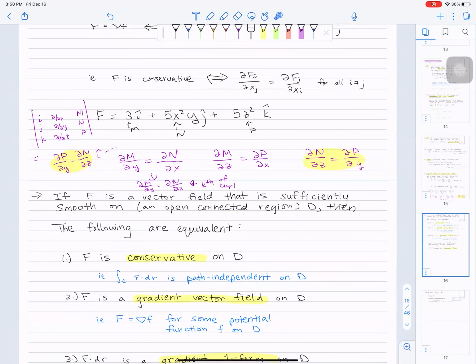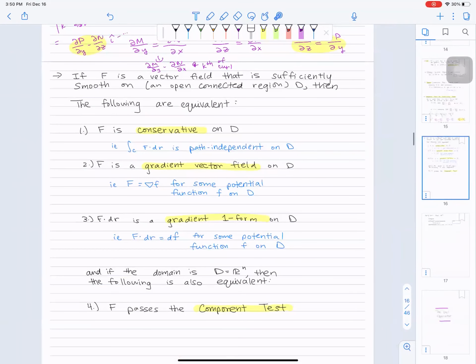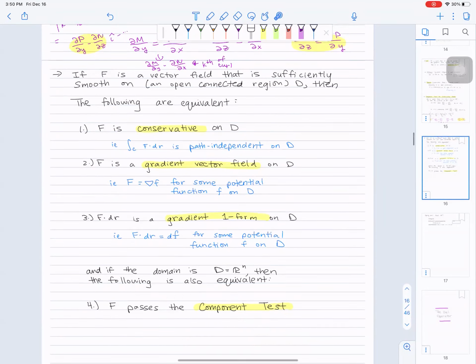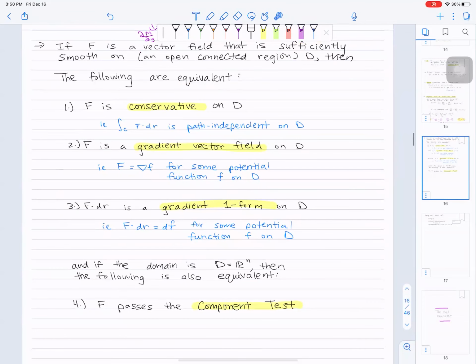Okay, and here I just wrote a little bit about different wording. These are all equivalent. If you say F is conservative, that's the same as saying it's a gradient vector field, which is the same as saying it's a gradient one-form. And with all of these, it means it passes the component test. Okay, so that's just in case you hear me saying different wording, or you hear other problems with different wording.